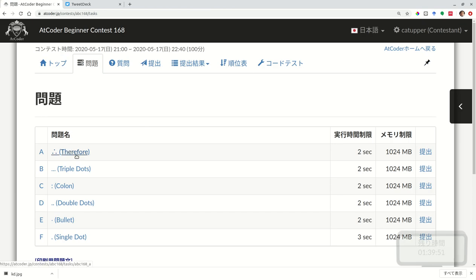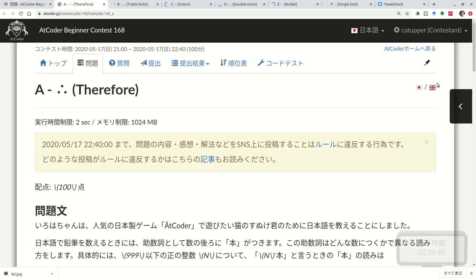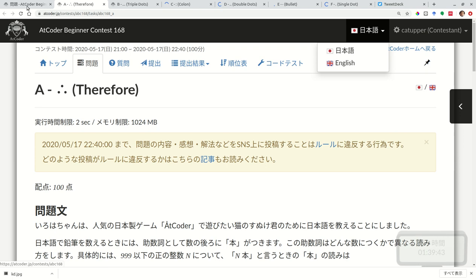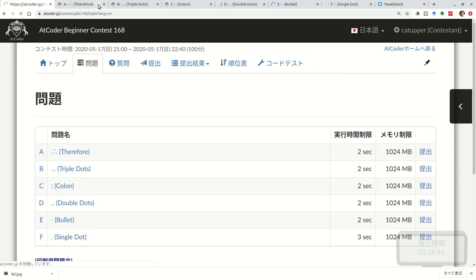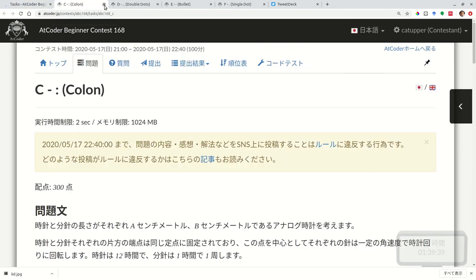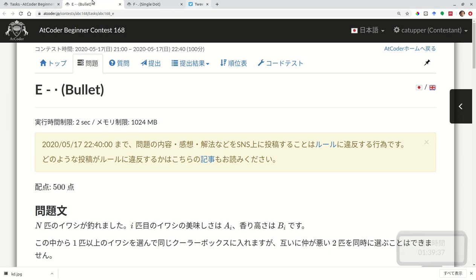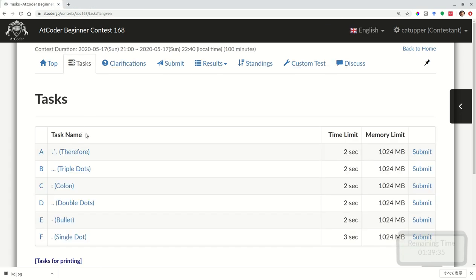Open. Oh, that's very funny. The statements are all consisting of dots. And I will change the language to English. Sorry, so I will change the language and open the problem again.